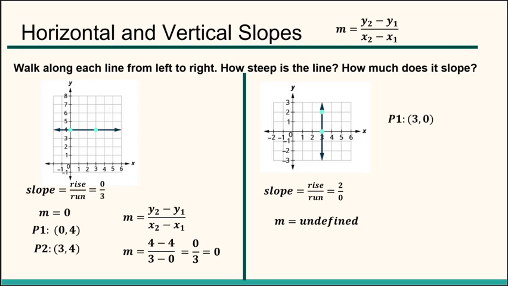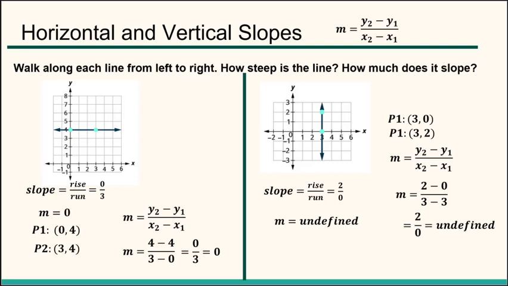So let's do this with our points. First point, 3, 0. Second point, 3, 2. Plug this into our slope formula. y sub 2 minus y sub 1 all over x sub 2 minus x sub 1. m equals 2 minus 0 all over 3 minus 3. What happens? 2 over 0, undefined.